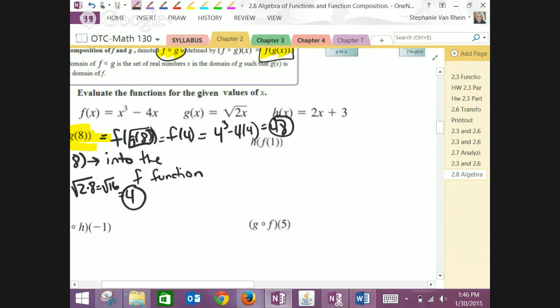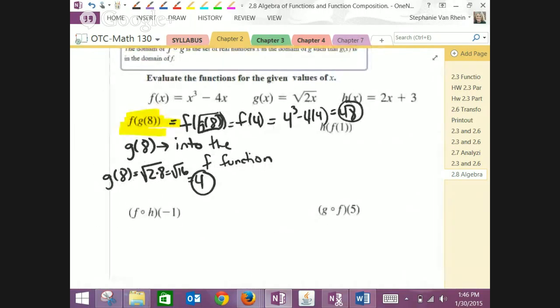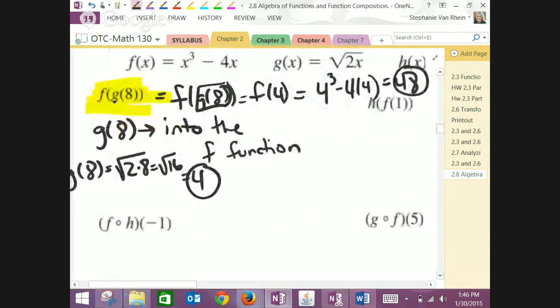Question: why do you plug it into the g of x? Because g of x is the innermost function. You always work inside out. So I take 8, put it into g, and get out 4. Then I take 4 and plug that into f, and I get out 48.